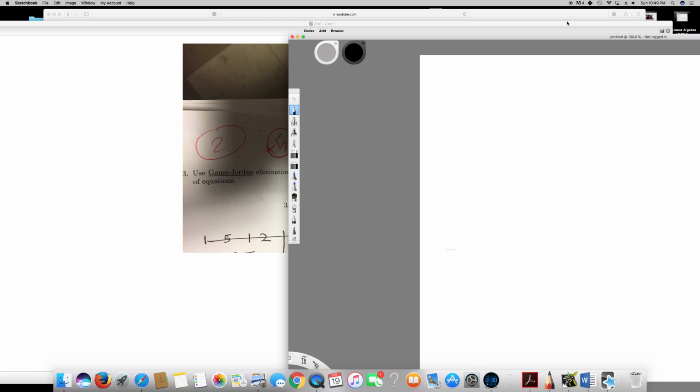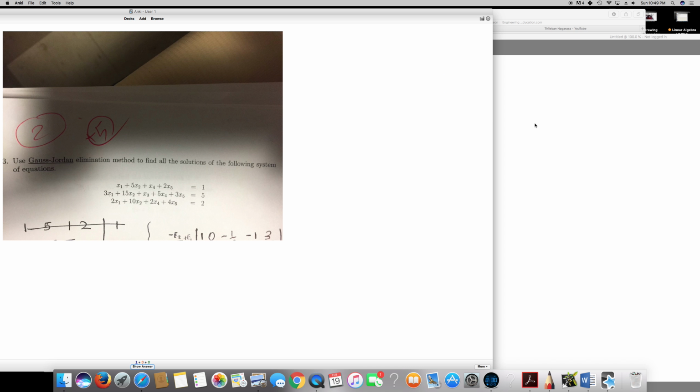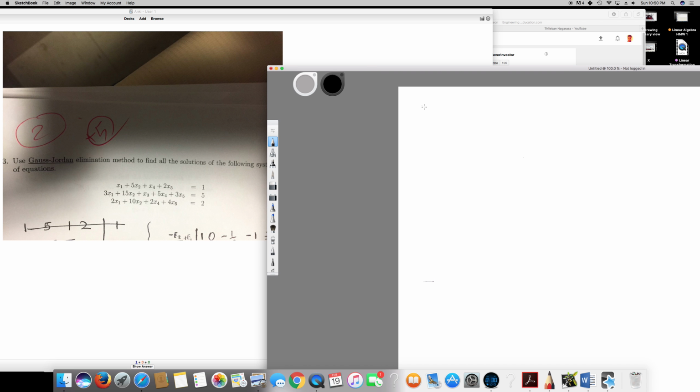Okay, here we go. First of all, I'm going to write this in matrix form, so everything will become easier. The first equation says 1, 5, 1, 2, and we have to be careful in this case. There's no x3, so that will become 0. So it's 1, 5, 0, and x4 is 1, x5 is 2, and the answer is 1 right here.